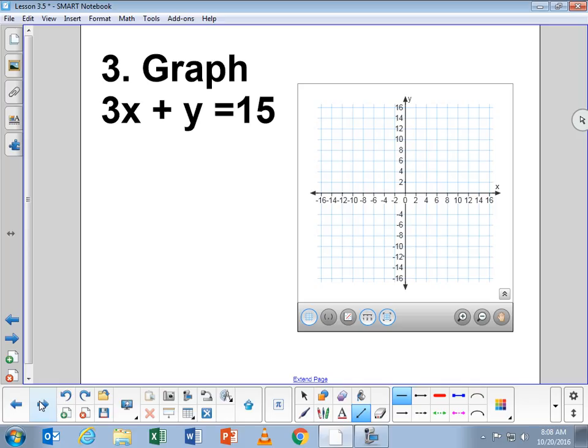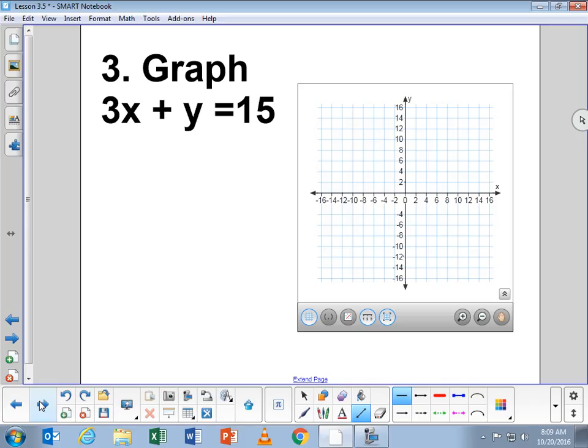Ooh, graphing this one. What form is this one in, Taylor? Is this slope intercept? Emily says no, this is standard form. Standard form, isn't it? Taylor changed her mind. This is standard form: AX plus BY equals C.